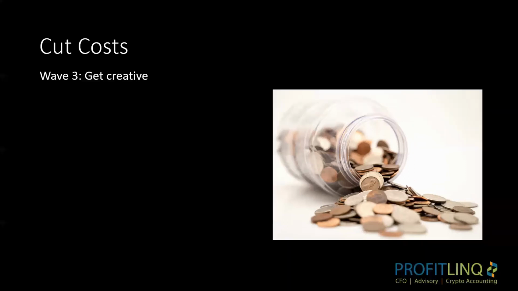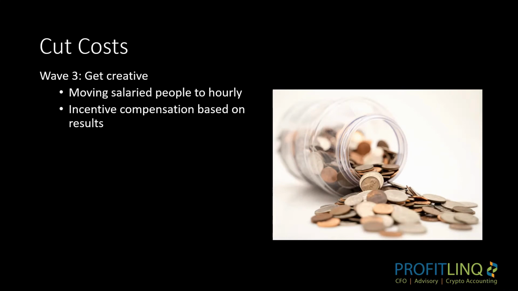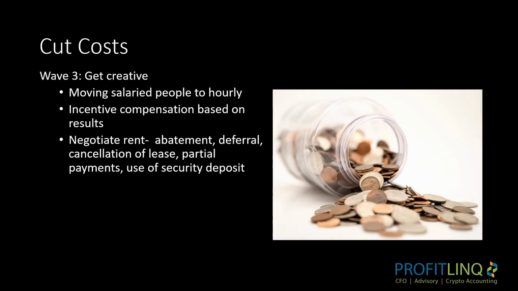And then wave 3 is really starting to get creative. I think this is where we are right now. We're mid-April or late April, and we've been in this for about 5, 6, 7 weeks, those of us in the Northeast. So it's time to get creative. So, looking at the remaining headcount, could you go from salary to hourly? Can you create incentive compensation that is really based on results, so your cash is matched with the actual results of the business?